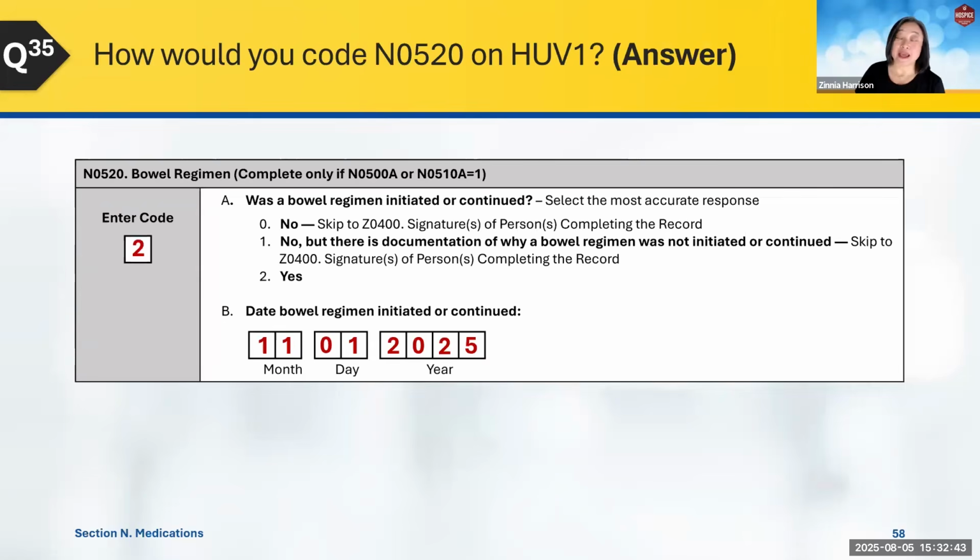And the correct answer is A, which is 2, yes. A lot of people got this right because the bowel regimen was initiated, and the date it was initiated is November 1st, 2025, when the order was received. And that's the date that should be entered in B.